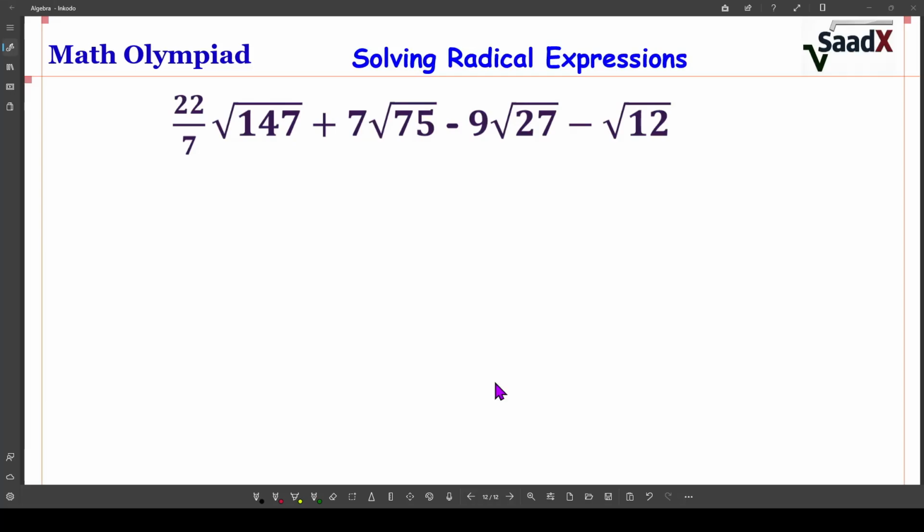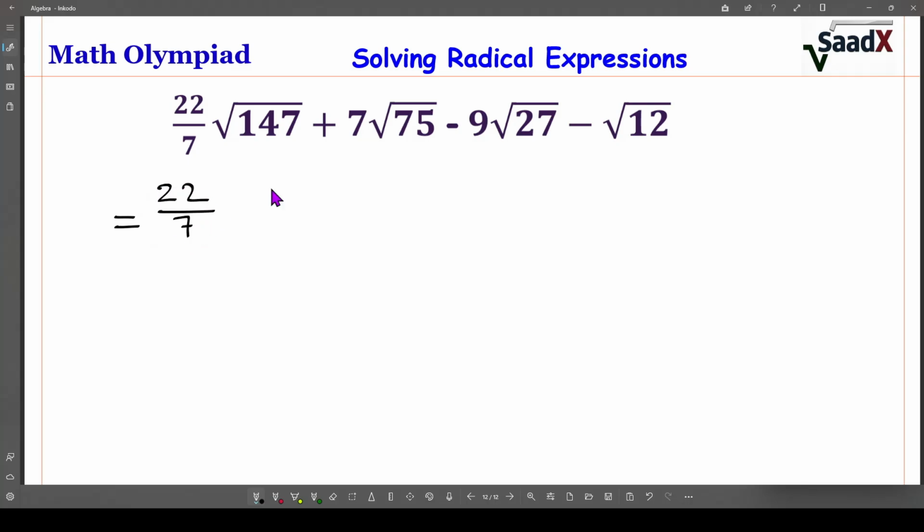Welcome to SAT-X. Solving radical expressions, very important for Math Olympiad. Question: 22 by 7 root 147 plus 7 root 75 minus 9 root 27 minus 12.